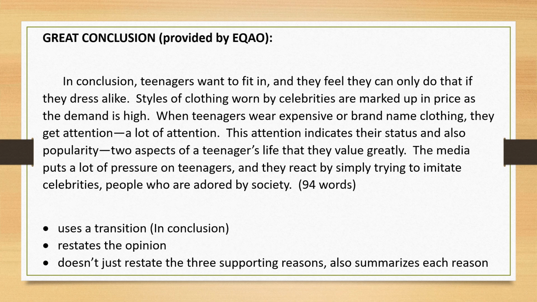So let's look now at the great conclusion, or a level 4 response. This one here says, in conclusion, teenagers want to fit in, and they feel they can only do that if they dress alike. Styles of clothing worn by celebrities are marked up in price as the demand is high. When teenagers wear expensive or brand name clothing, they get attention, a lot of attention. This attention indicates their status and also popularity, two aspects of a teenager's life that they value greatly. The media puts a lot of pressure on teenagers, and they react by simply trying to imitate celebrities, people who are adored by society. This one comes in at 94 words.